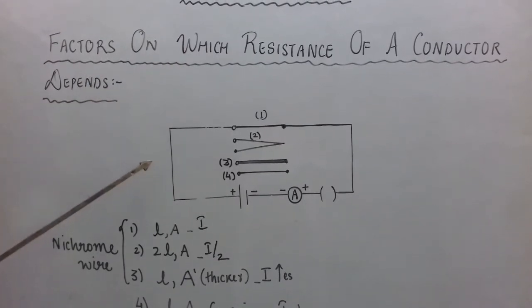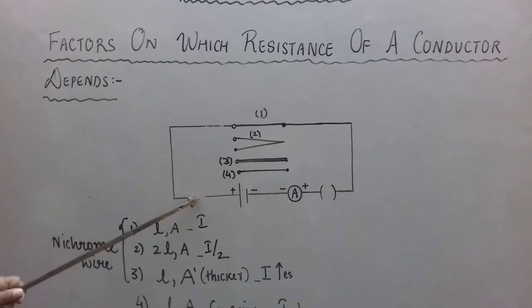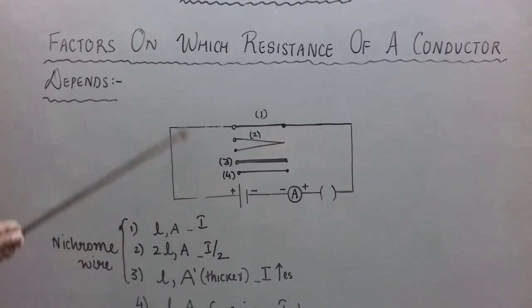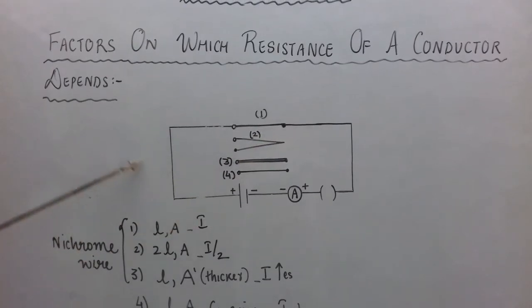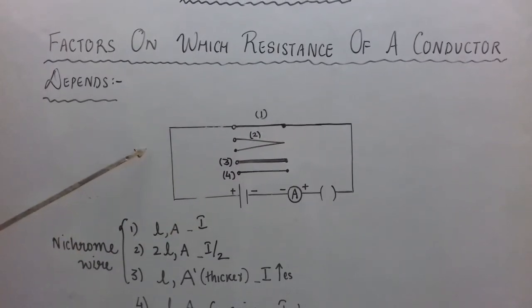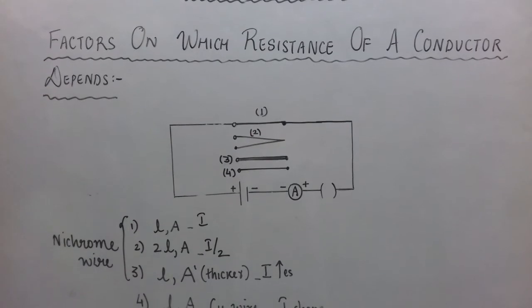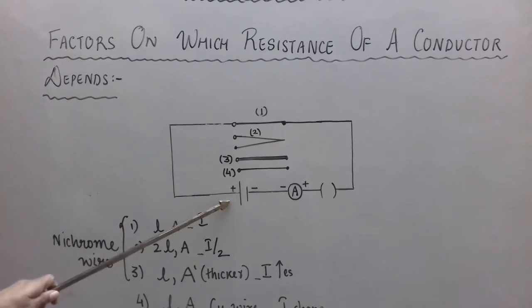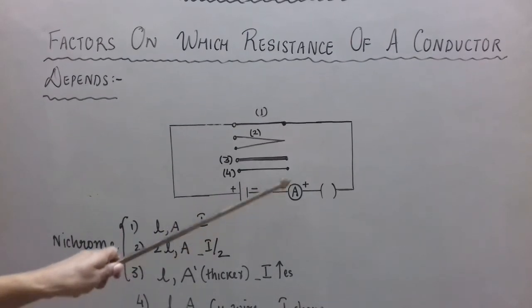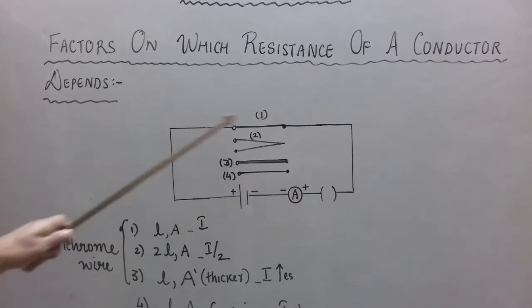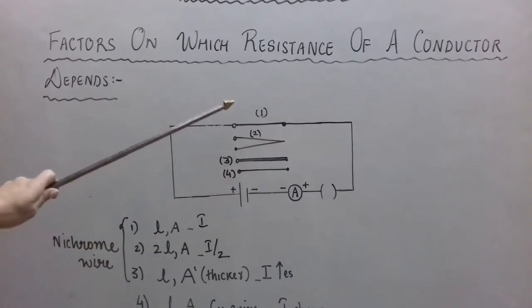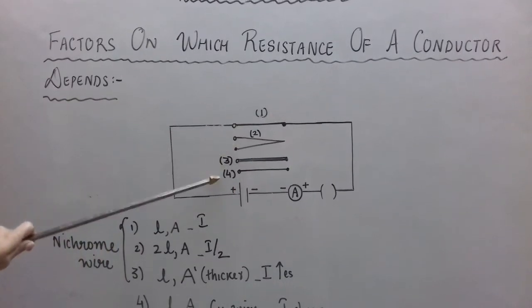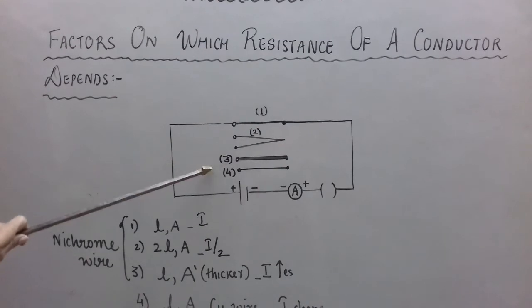For this, consider the circuit. Here it is erased, I'll just put a line. This was just erased by mistake. So consider the circuit as shown in the circuit diagram. Have a look at the circuit diagram first. Here we have a cell, an ammeter, a key, and these are connecting wires. And I have numbered here 1, 2, 3, 4. There are four different components.